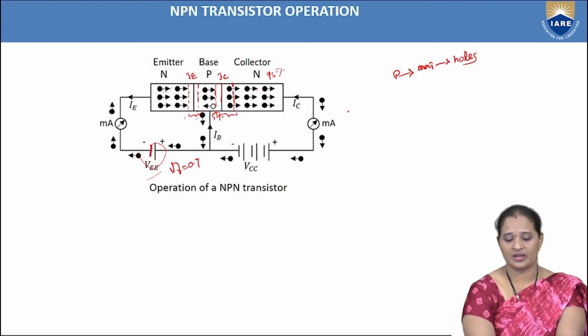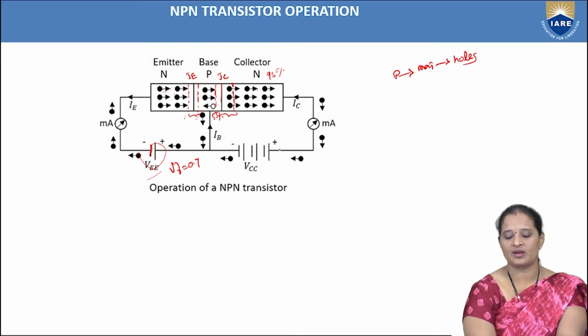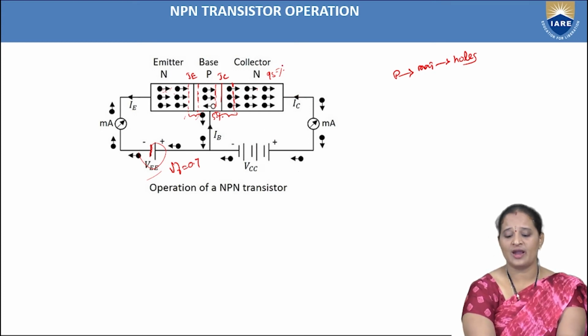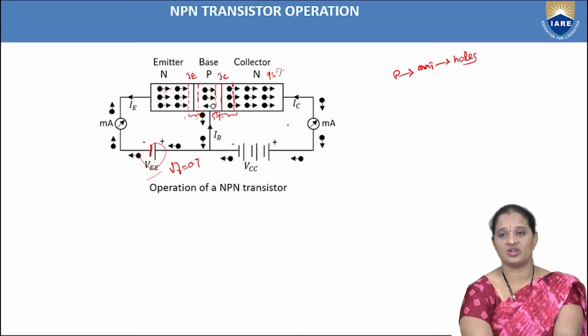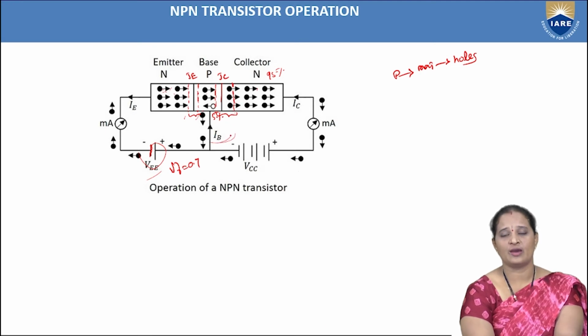Why are these entering into the collector region? Because these electrons are attracted by the positive terminal of the battery, which is connected to the collector terminal. So they will be moving towards the collector terminal and entering into it. Hence 95% of the majority charge carriers will be collected by the collector terminal. Only 5% will be recombined with the holes of the base region, which leads to some current flow across the base terminal, which is represented as base current.